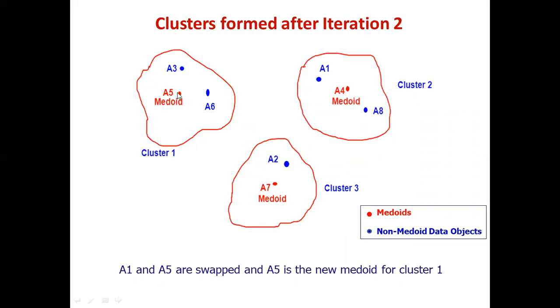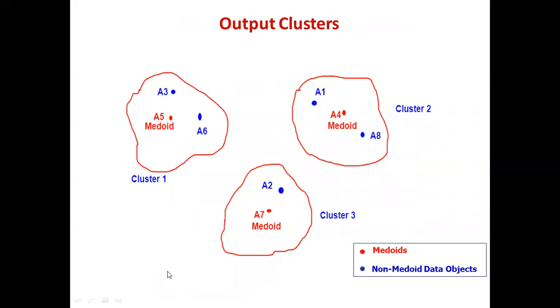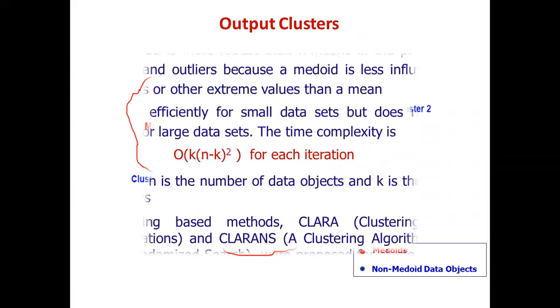Then go to the next iteration, iteration 3. Continue the process for all possible medoids. Finally, A5, A4 and A7 are medoids with minimum cost and the clusters obtained are shown here. This diagram shows the output clusters. After iteration 2, there will be no change in the clusters because S is not less than 0.